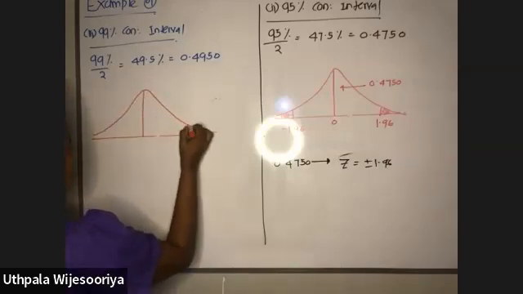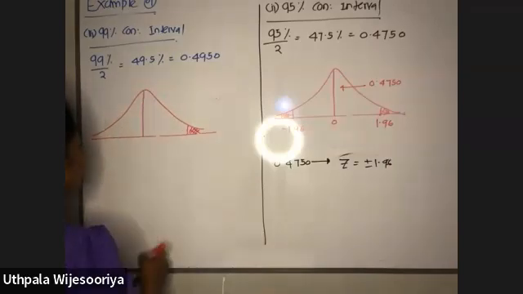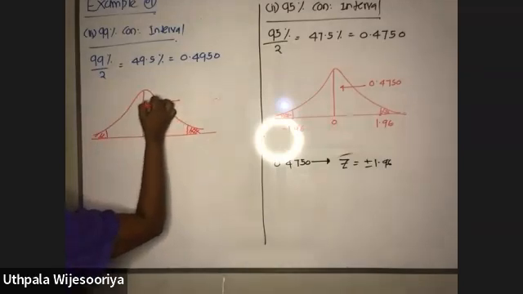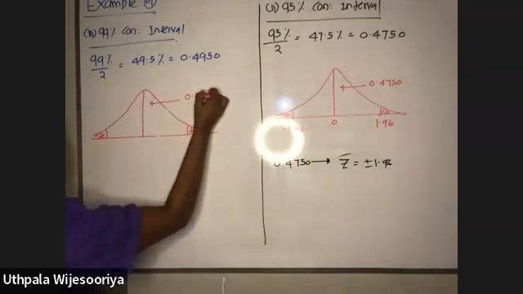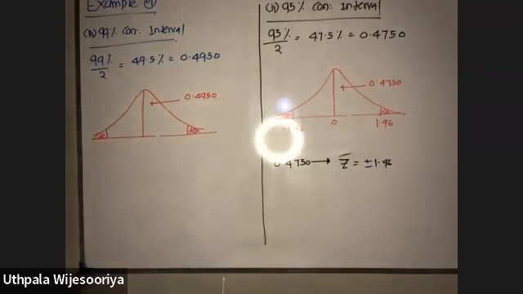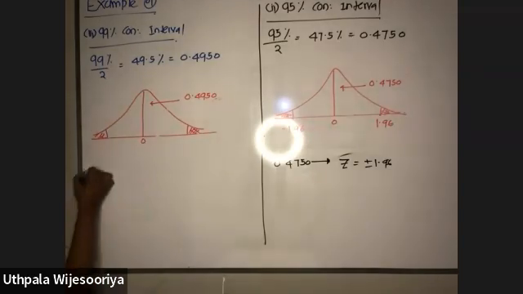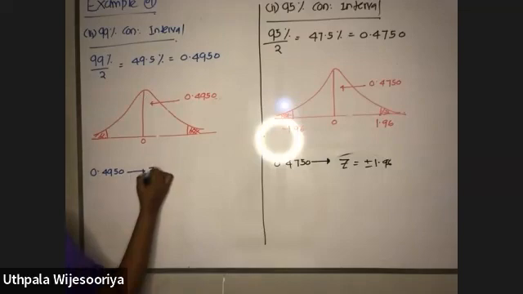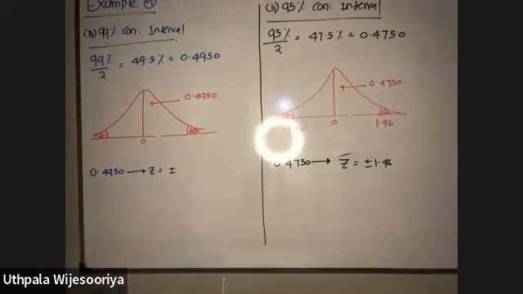So then 1% is out, 0.5% on both edges. So what is that? Look for 0.4950 in the table. What is your Z value? Plus or minus? I think here also there are two values.